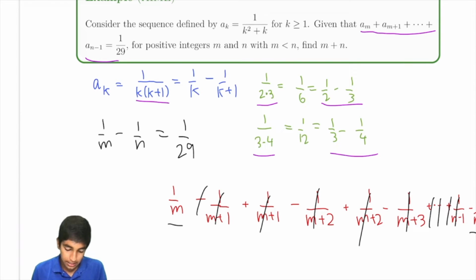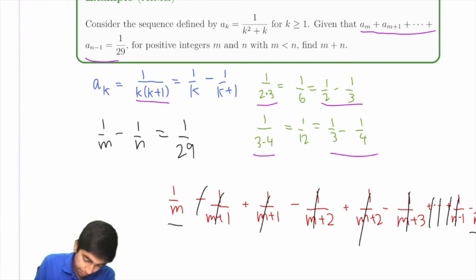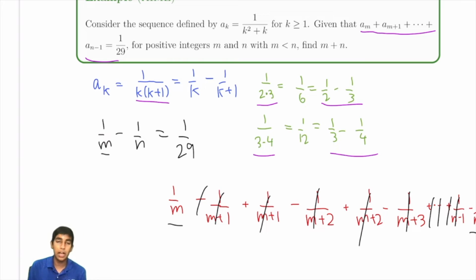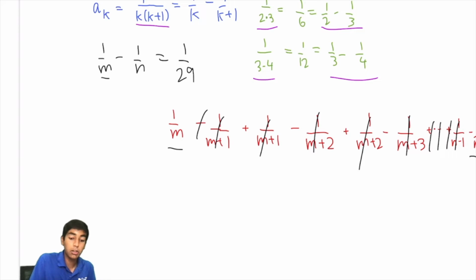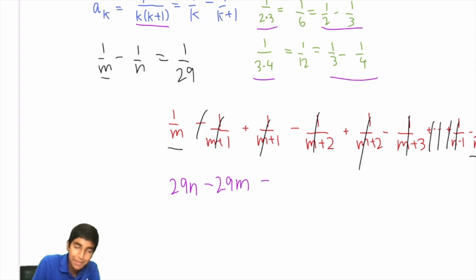Now the trick here is to see that there's actually two ways to proceed from here. The first way is to see that this term over here has to be a little bit less than 29. So you can maybe infer what this value would be and then do a little bit of guess and check from there. But I'll show the more rigorous way, which is to multiply everything out by 29mn, which gives us 29n minus 29m is mn.